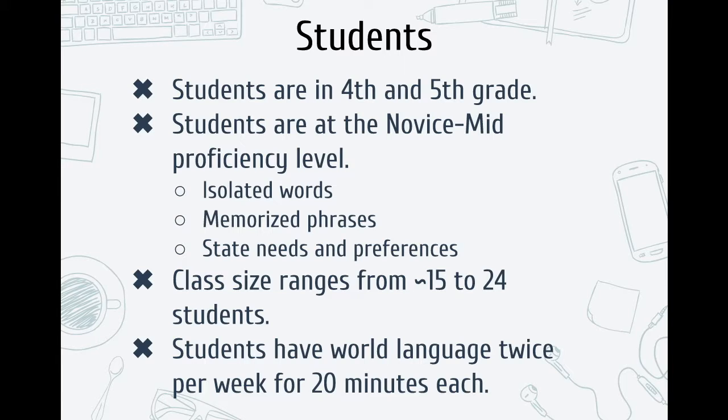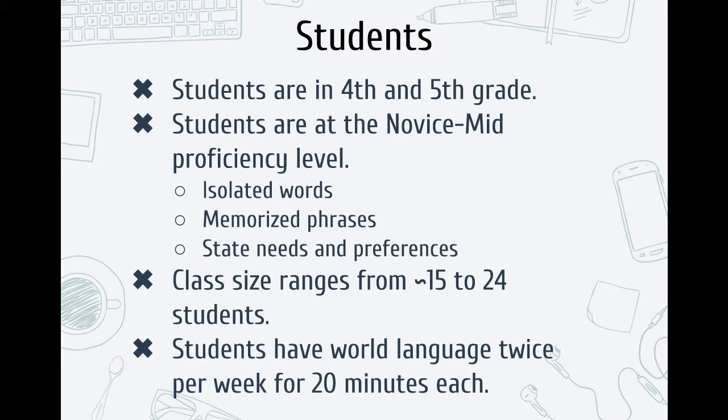So at the novice mid proficiency level, what they're able to do is read and speak with isolated words as well as write isolated words. They have memorized phrases, so sometimes como estás, buenos días, those are memorized phrases. They don't always know the exact meaning of them, but they have them memorized. Some things they're able to do as well are state needs and preferences. They can make lists. They can very, very vaguely describe someone, maybe saying, she likes to play soccer. They can do really simple sentences like that.